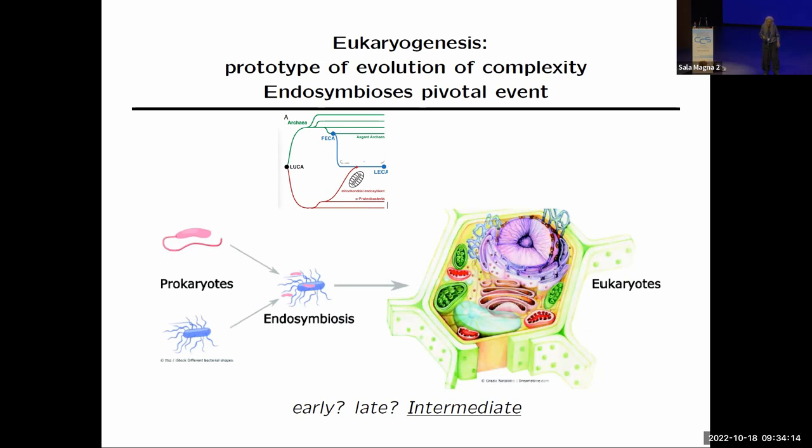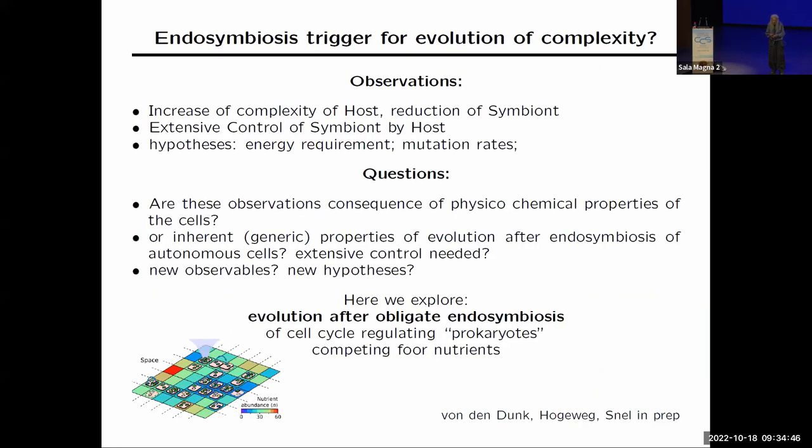From phylogenetic analysis, the consensus is that it was kind of intermediate between early and late. But nevertheless, what we want to know is, when we just take an endosymbiosis event where it is obligatory for the cell to have this endosymbiont to survive, does that trigger, in fact, the evolution of more complexity? Okay. What we see, as the previous picture showed, is this enormous complex host, while the symbiont is getting a lot less complex, as we see, for example, in the size of the genomes of the host and the symbiont. And so this endosymbiont became like mitochondria, which are the energy suppliers of our cells.